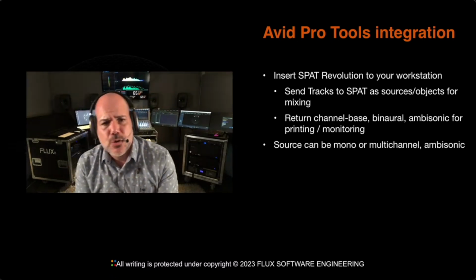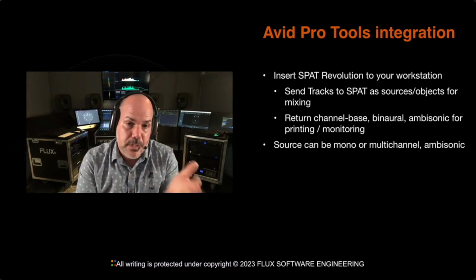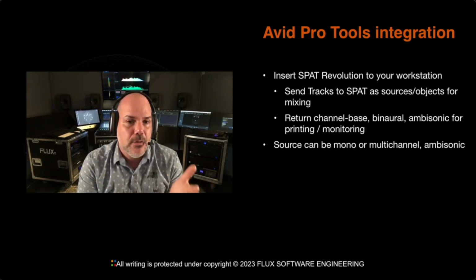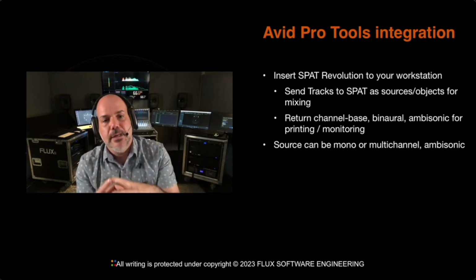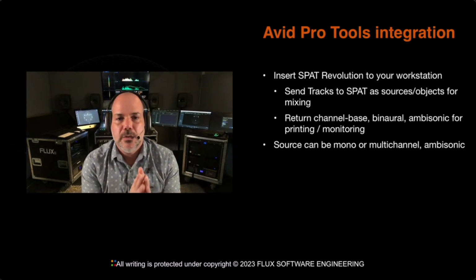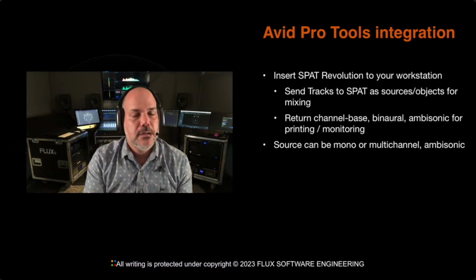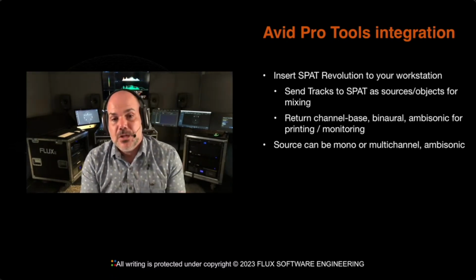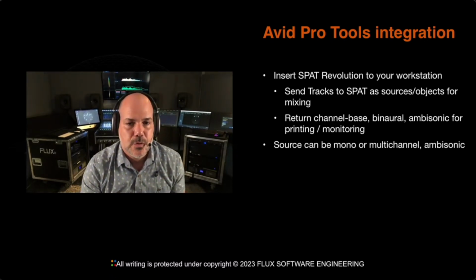Important to mention that sources can be kind of whatever, in the sense that they can be mono, they can obviously be stereo, but they can be multi-channel as well. So, you can actually take a multi-channel audio file, bring it into SPAT, not necessarily only a mono source. And ambisonic is possible as well. We're not going to dive into this today, but ambisonic is possible. We can do ambisonic transcoding as well for the ones that are interested in the subject.